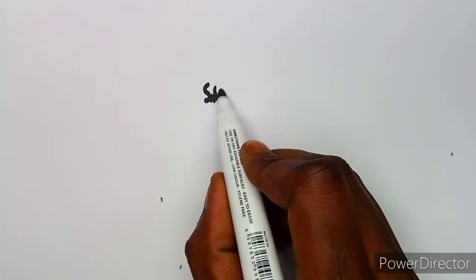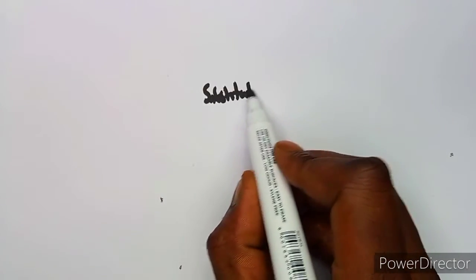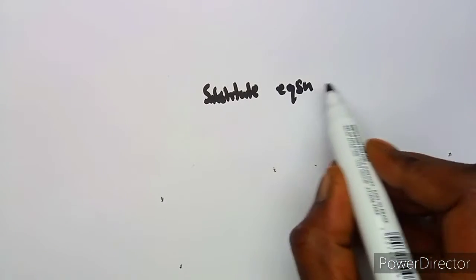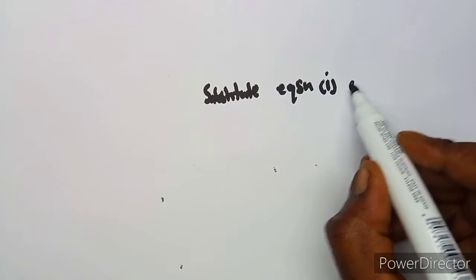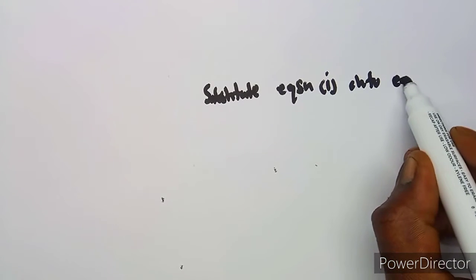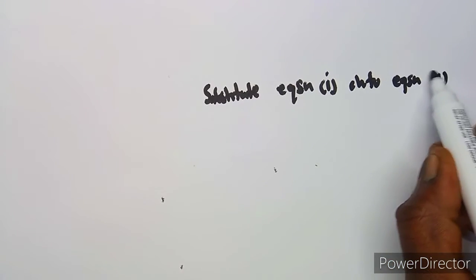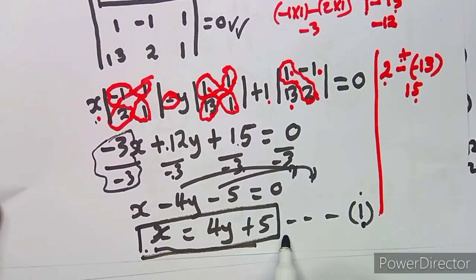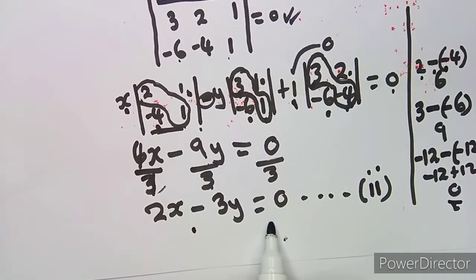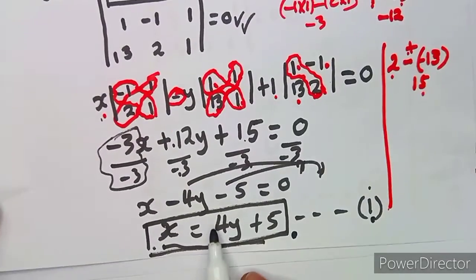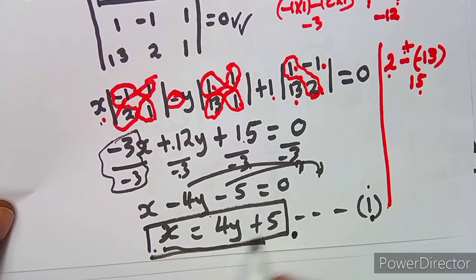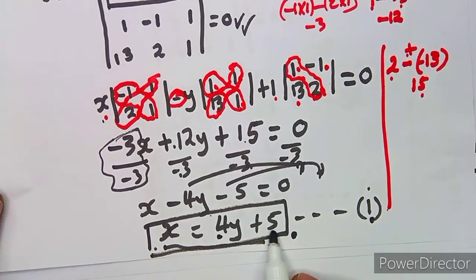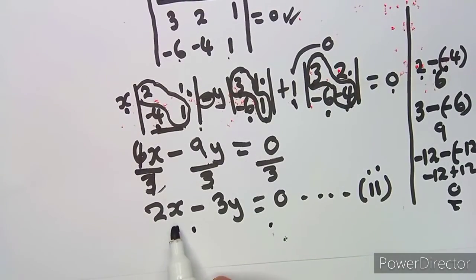So we can substitute equation 1, that is, into equation 2. All right, so let's see what you're going to have there. If we substitute equation 1, this one, into equation 2, so in place of x, I'm going to substitute this 4y plus 5 in place of x here.